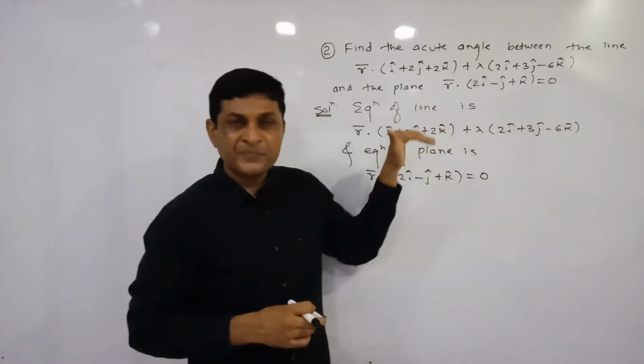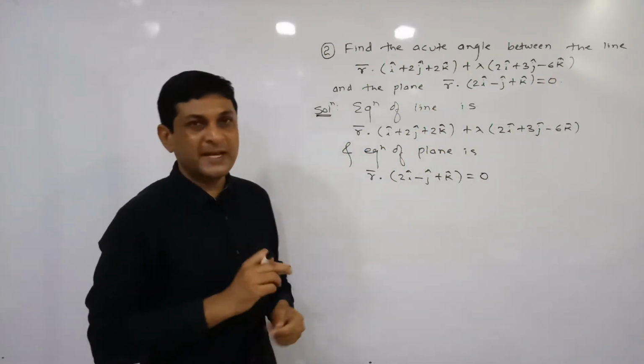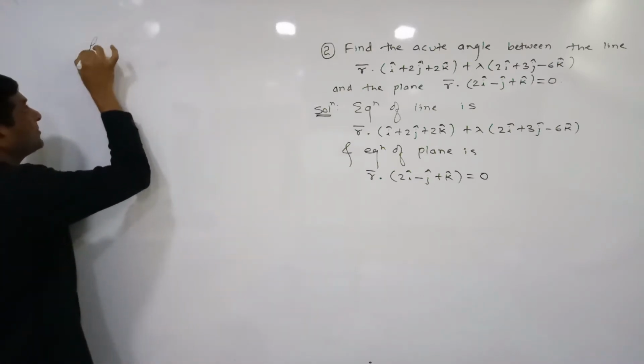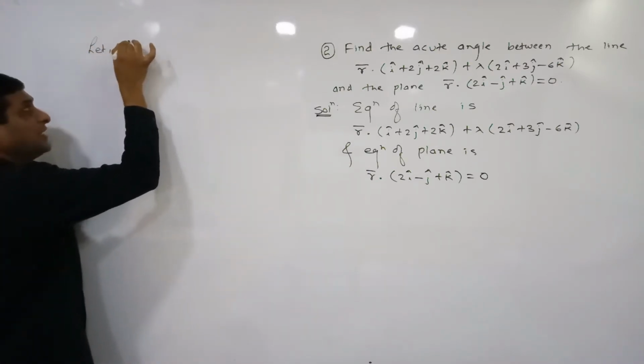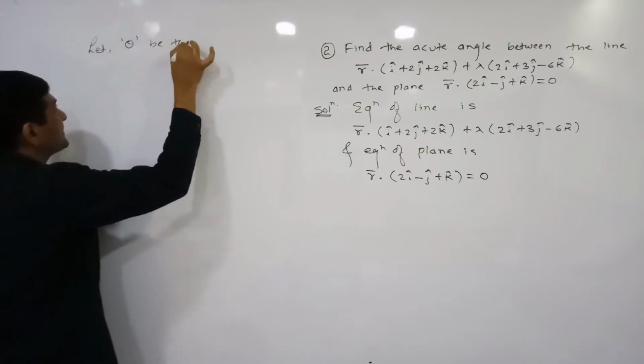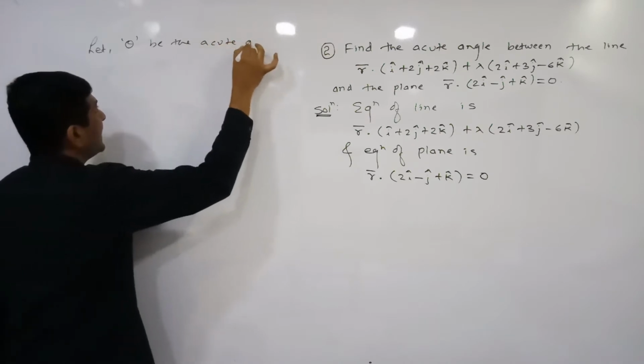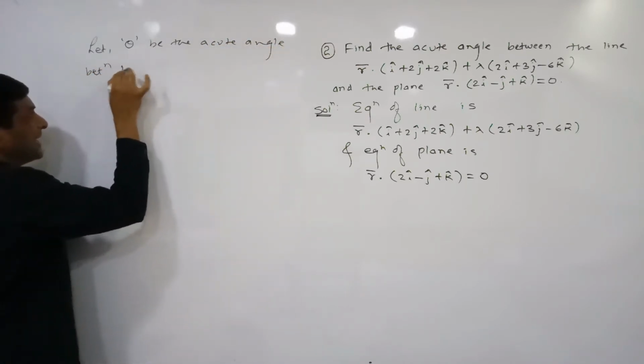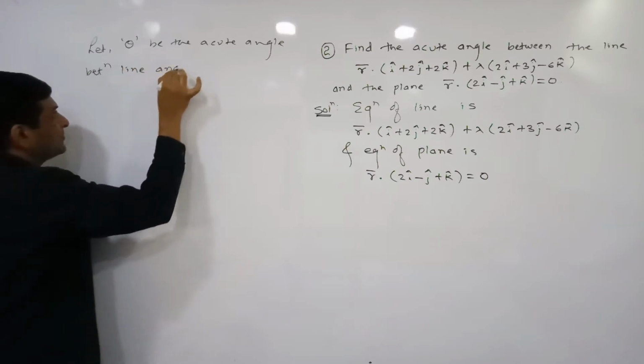When both the equations of the line and the plane are in vector form, we have seen one formula to find the acute angle between them. Let us denote this acute angle by theta. Let theta be the acute angle between the line and the plane.